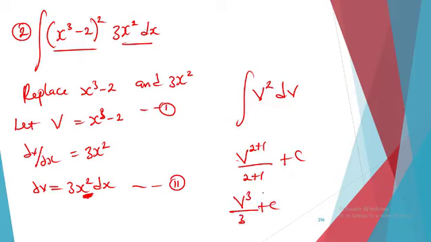Right? So we now substitute the value of v. v is given to be x raised to power 3 minus 2. Let's go to the next page. Okay, we then have (x raised to power 3 minus 2) raised to power 3 all over 3 plus c. And that's just the answer.